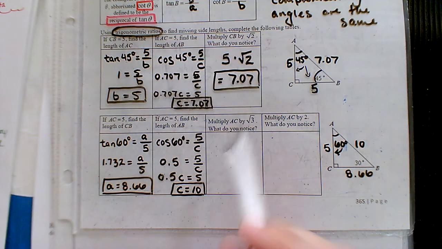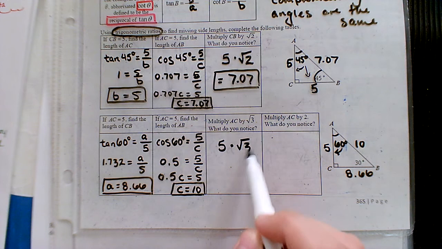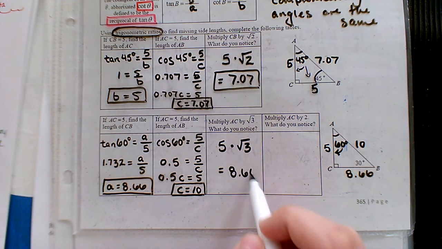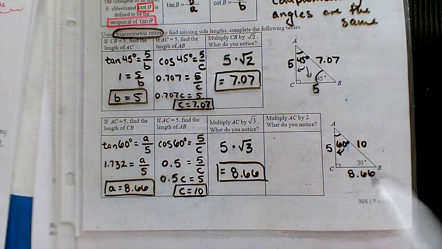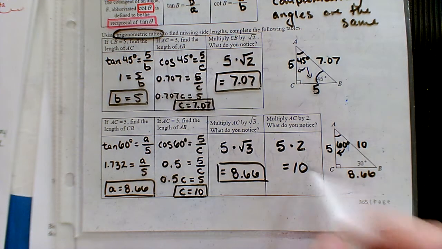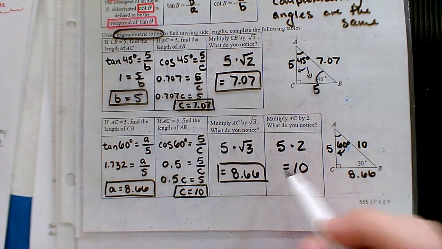If we were to take AC, which was that length of 5, and multiply it by the square root of 3, what would we get? 8.66. Notice how that was length CB, or the base of that triangle. What if we were to take AC times 2? That would be 10. That would be the hypotenuse of our triangle.